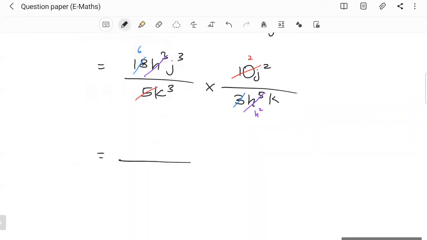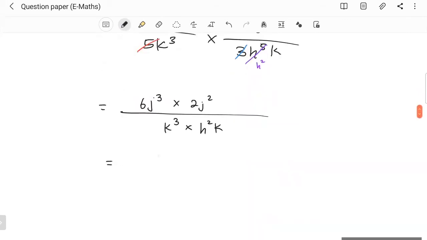So what I'll have is 6j power 3 multiply by 2j power 2 over k power 3 times h square k. Then the numbers multiply, we have 12. When j cubed times j squared, it'll give me j power 5. Why? Because it's 3 plus 2. When we multiply, the power adds up together, not multiply. So what we have is 12j power 5 over h squared.